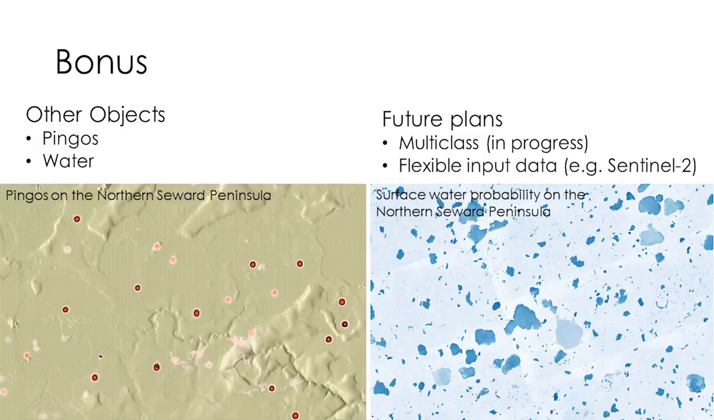And for future plans, we are also working on adding multi-class capabilities so that we can lump them all together in one model and have more flexible input data. At the moment, it's more or less hard-coded for the defined 9 input layers and Planet data. But adding, for example, Sentinel-2 data will add even more value to the workflow, as then we can really rely on completely free data, which Planet data are not.